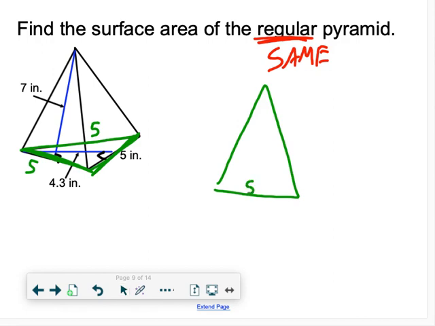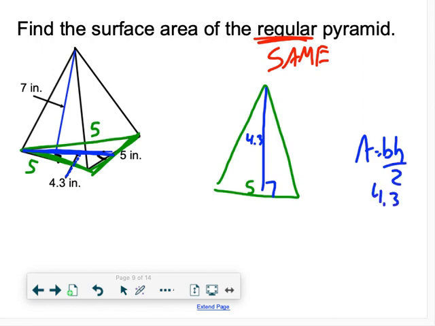But now we've got this blue line. Now we want the blue line on the bottom. That's this guy. So I'm going to follow that back here. That's our height of the bottom triangle. So that's 4.3. So notice then, you and I need to find the area of our triangle on the base. So that's BH divided by 2. That's 4.3 times 5 divided by 2.